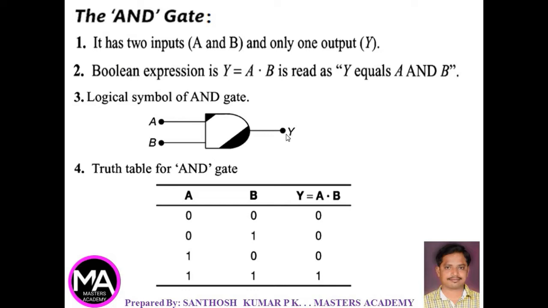That means the output will be maximum when both the inputs are maximum. Both A and B should be maximum. 0 into 0 is 0, 0 into 1 is 0, 1 into 0 is 0. Therefore 1 into 1 is 1. The output of the AND gate will be maximum when both its inputs are maximum. If any one of its inputs is 0, then the output is also 0.